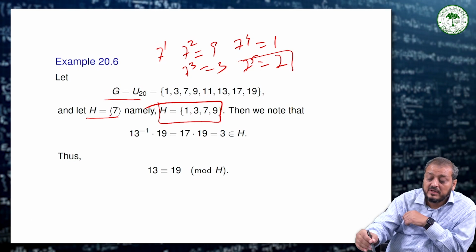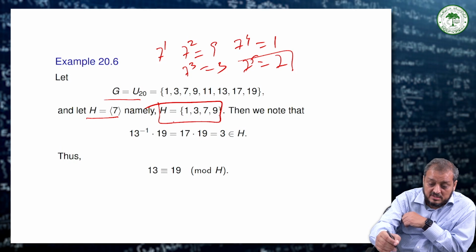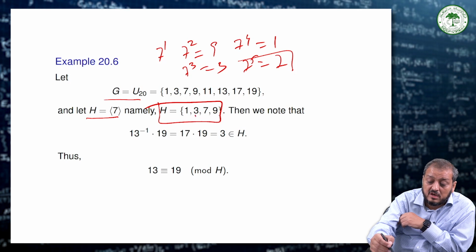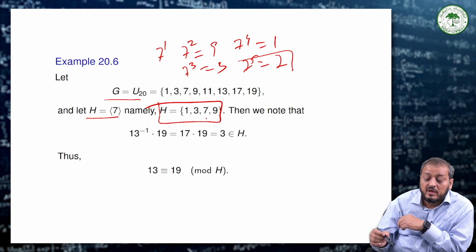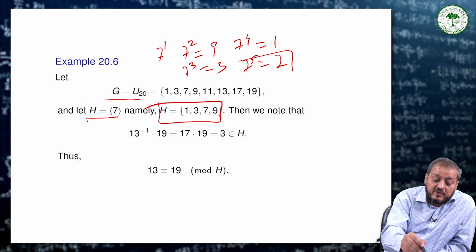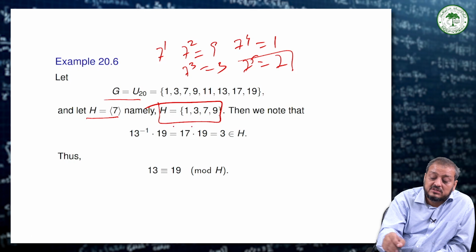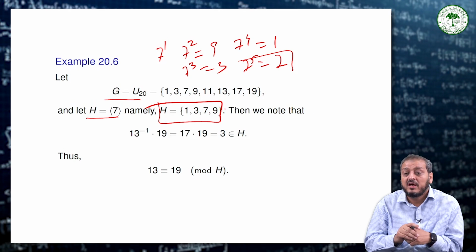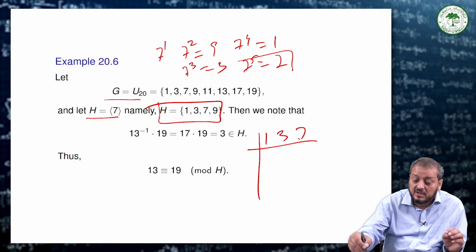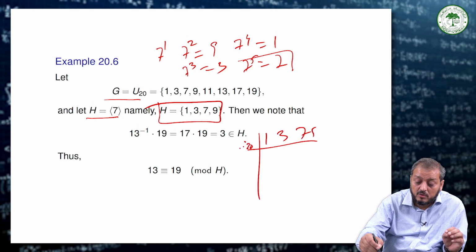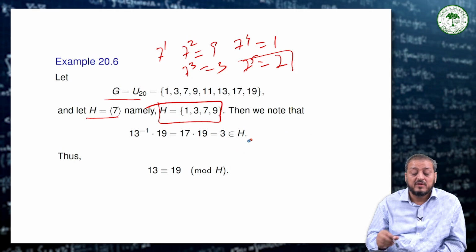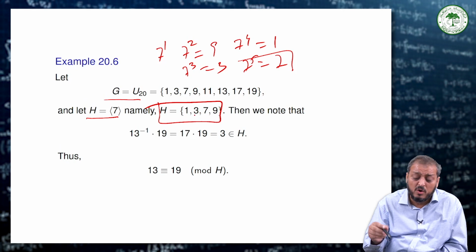So H is generated by 7. 7 to the power 1 is 7, 7 squared is 9, 7 to the power 3 is equal to 3, and 7 to the power 4 is equal to the identity. So if H is generated by 7, then clearly it is 1, 3, 7, 9. You have to check that 1, 3, 7, 9 under multiplication modulo 20 forms a group. Okay, so this is clearly a group.